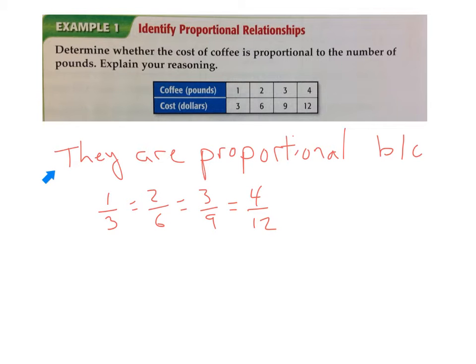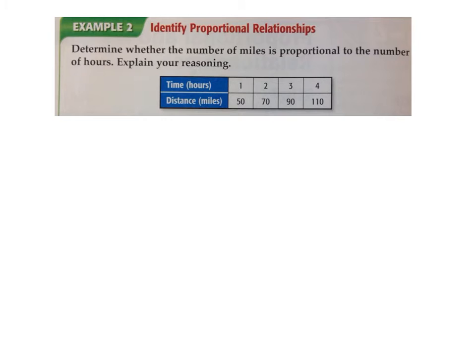And here you can see I have explained my reasoning. I just say they are proportional because, this symbol stands for because, if you want to use that, you can, because 1/3 equals 2/6 equals 3/9 equals 4/12. So that shows us that they're proportional.